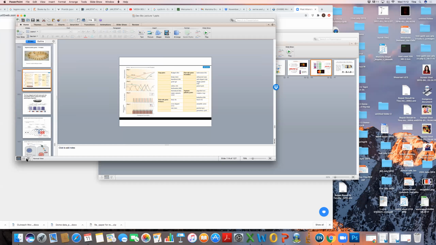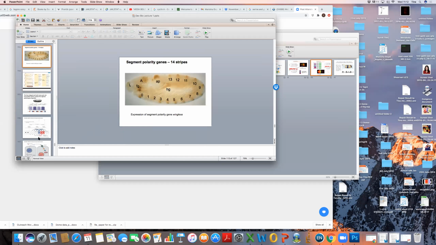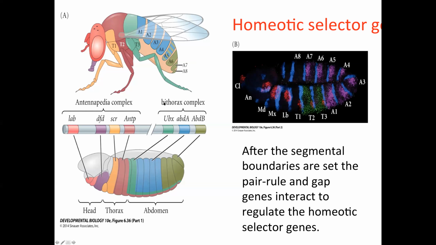Once the homeotic genes are done, then essentially the animal knows what structures each of the segments has to give rise to. So that's all I have for the Drosophila development bit.